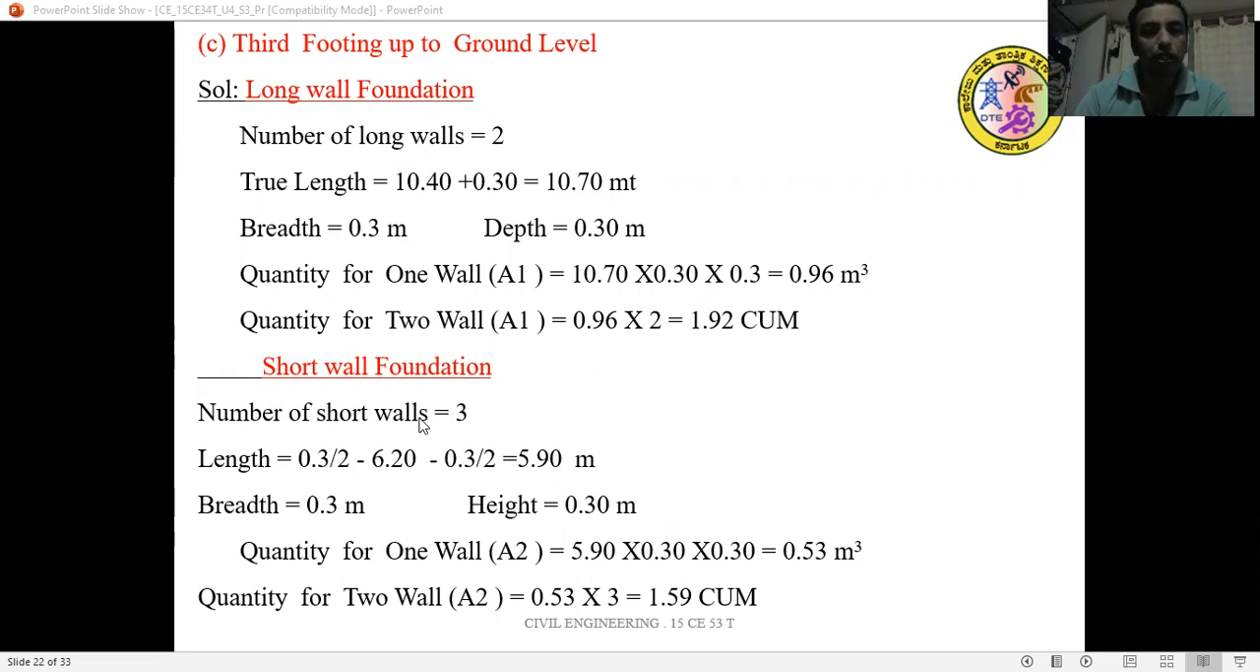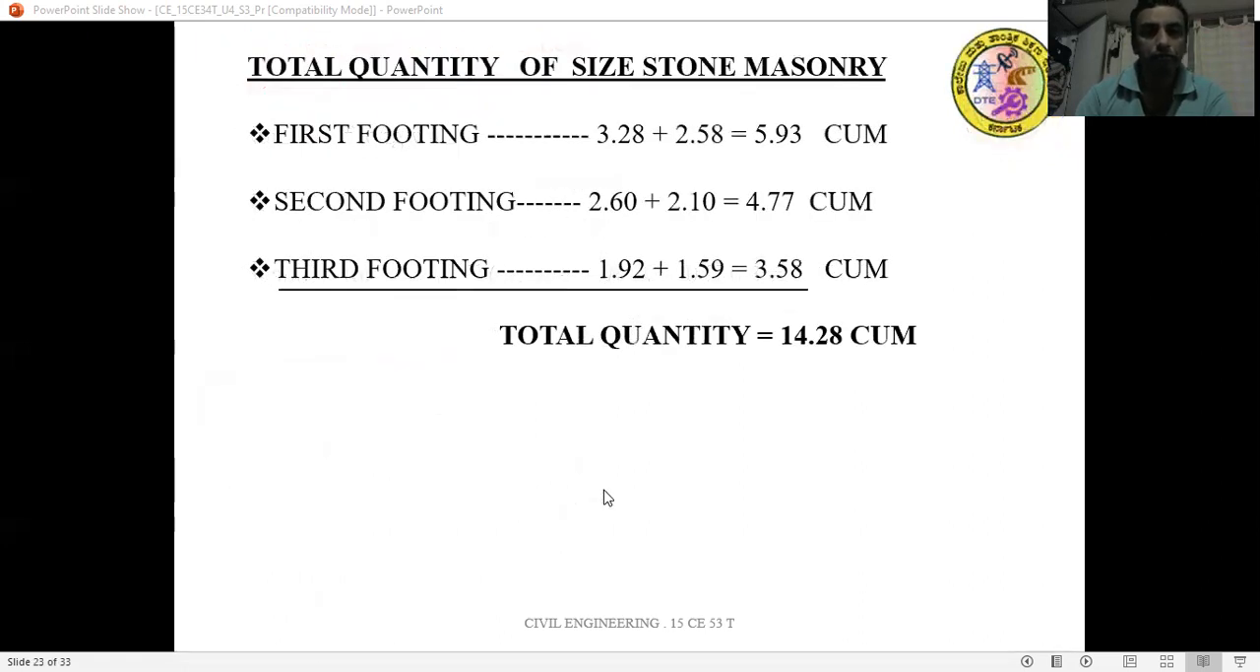Similarly, you have to calculate the short wall for the third footing. That means first you have to find out the true length of the third footing for a short wall. 6.20 minus 0.3 gives a value of 5.9 meter. By knowing the breadth of 0.3 meter and the height of the third footing equal to 0.3 meter, the quantity of one footing is equal to 0.5 meter, and the quantity of three number of wall footings is equal to 1.5 meter.